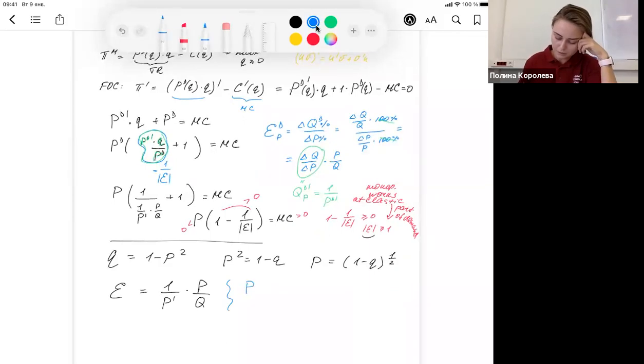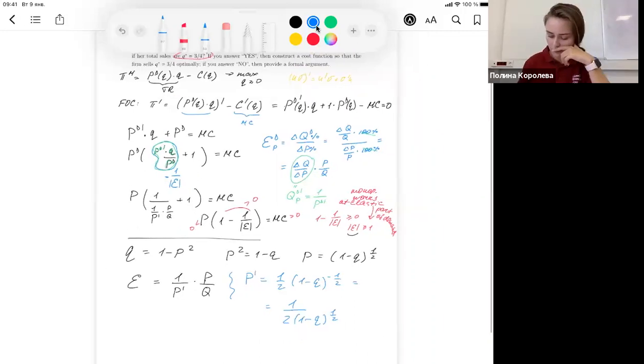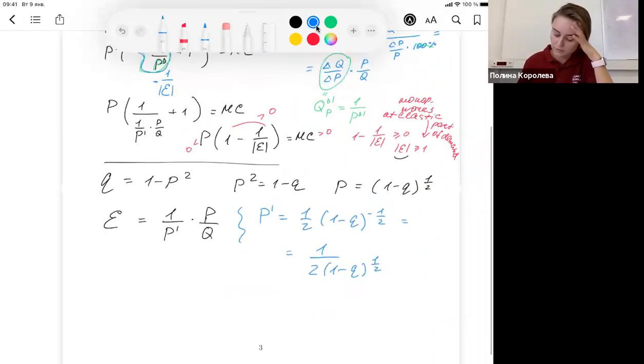We need the derivative of the inverse demand function. This will be 1/2 multiplied by (1 minus Q) to the power of 1 minus 1/2. Yes, this is 1 over 2 times (1 minus Q) to the power of 1/2.